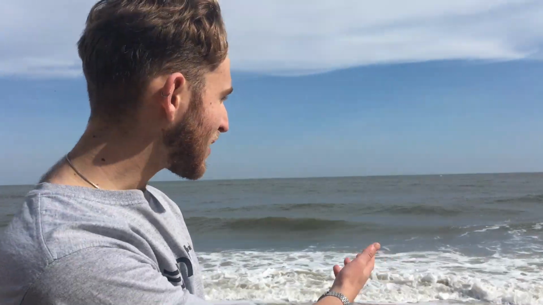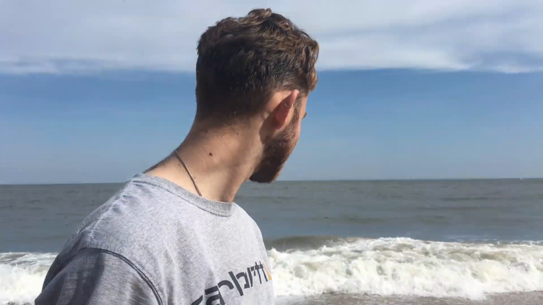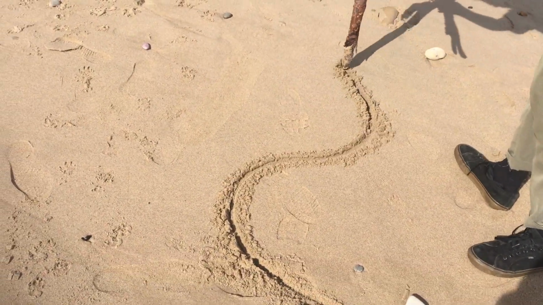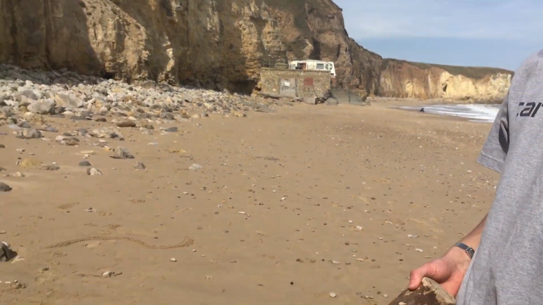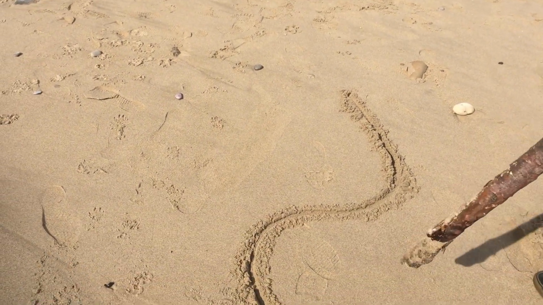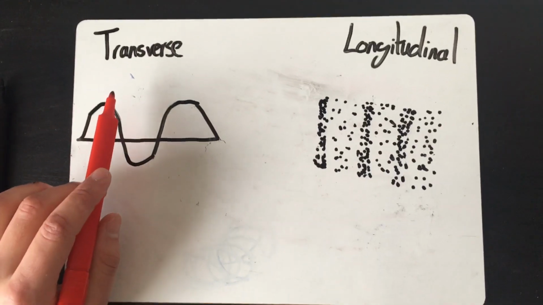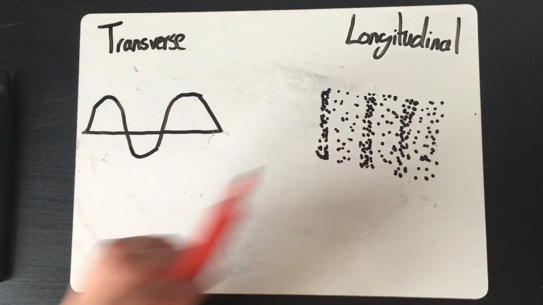When we're looking at waves, there are two different types. There's transverse waves, of which water waves are an example, and longitudinal waves, of which sound waves are an example. Transverse waves have got very clear peaks and troughs. So that's a transverse wave, where the top of it is the peak and the bottom of it is the trough. Here we can see the two different types of wave. We've got a transverse wave and a longitudinal wave.